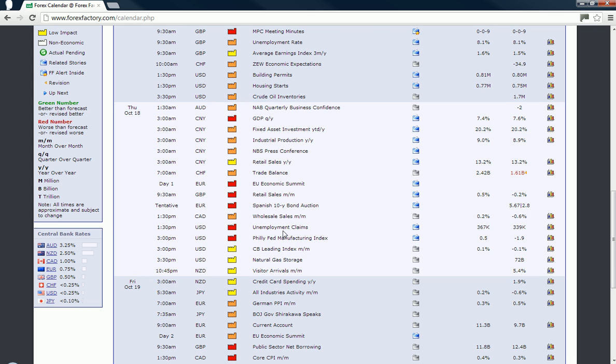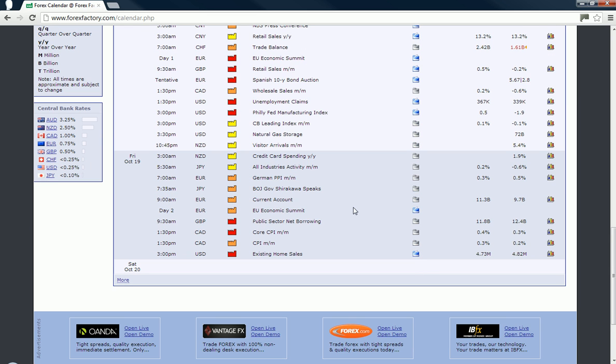At 1:30 we have the weekly jobless claims, forecast at 367,000 from the previous 339,000. At 3 PM we have the US Philly Fed manufacturing index number, forecast at 0.5 from the previous minus 1.9. And to finish off the week, on Friday we have the UK public sector net borrowing figures, forecast at 11.8 billion from the previous 12.4 billion. And the last bit of data is the US existing home sales, out on Friday at 3 PM, forecast at 4.73 million from the previous 4.82 million.